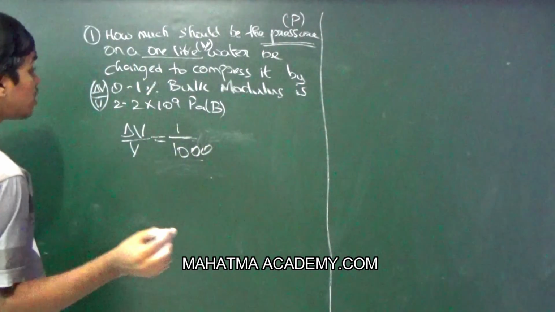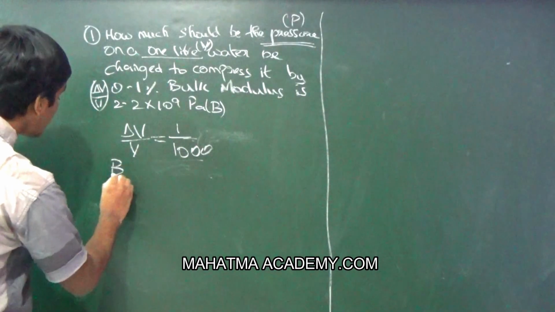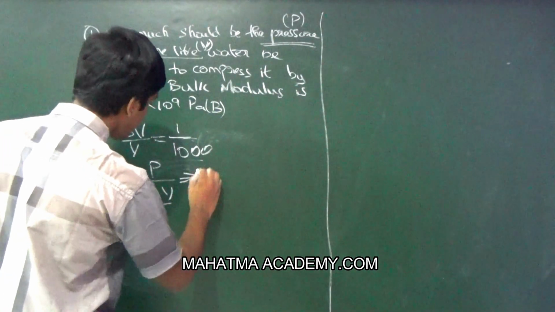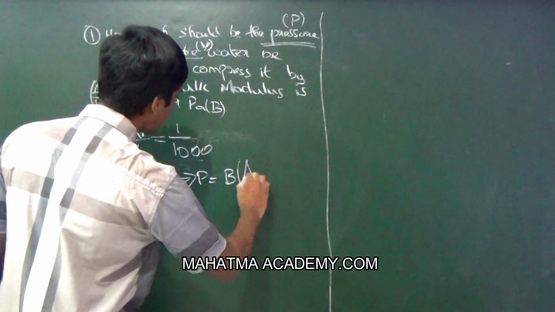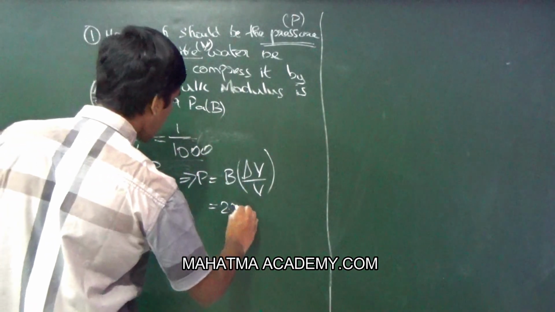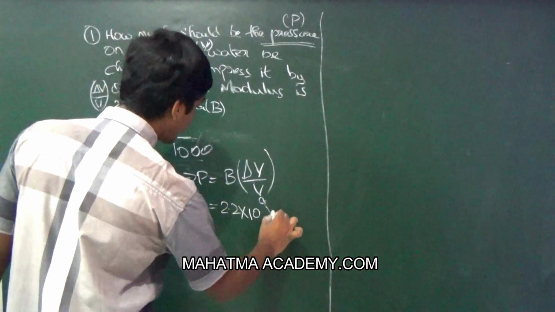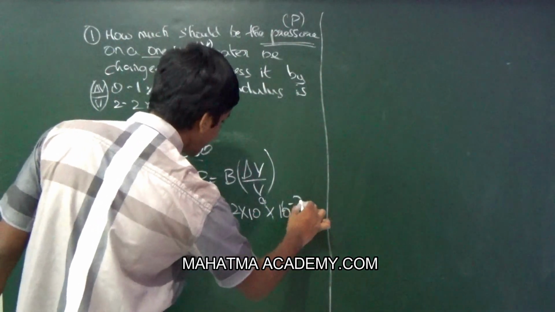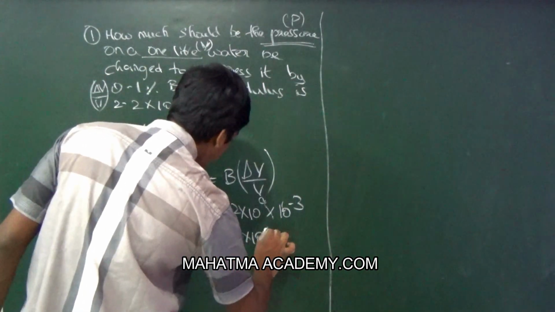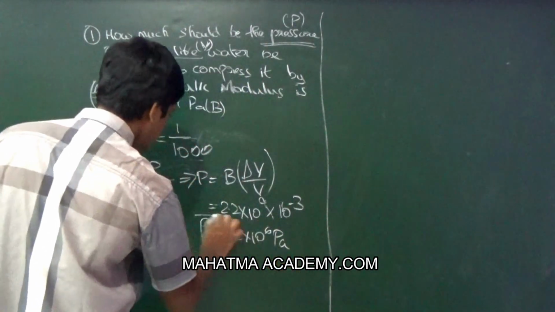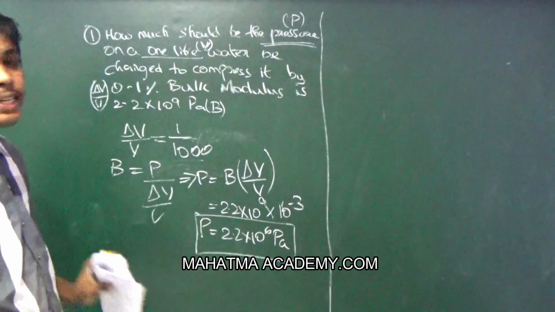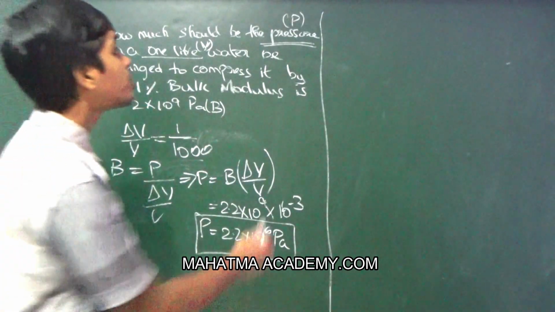Now the bulk modulus is equal to P upon delta V upon V. So from this, P is equal to B into delta V upon V. Now bulk modulus is 2.2 into 10 to the power of 9 into 10 to the power of minus 3. So pressure is 2.2 into 10 to the power of 6 Pascal. So how simple is this? Let's check the final answer. Yes, our answer is correct. Now let's see the second question.